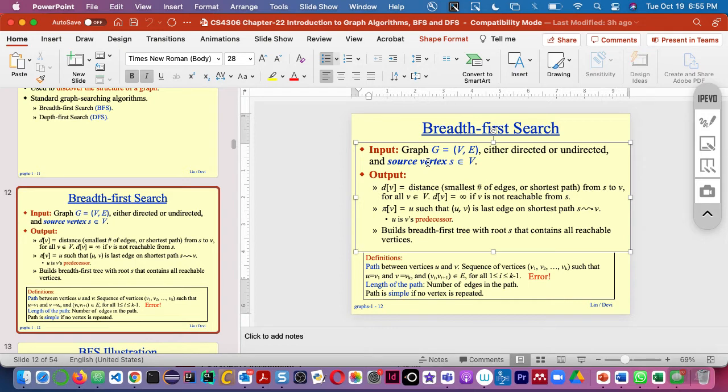Okay, that is the difference. And here the output will be d of V equal to distance, that is the smallest number of edges, or shortest path, from the source to a vertex V, for all V belonging to V.